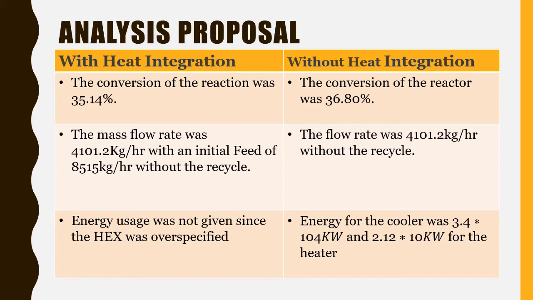The next one we are going to talk about is the mass flow rate. The mass flow rate for the one with heat integration and the one without heat integration is similar. This is the production of ammonia. 4101.2 kg per hour is the production of ammonia for both, which is equal, since the reaction is not recycled.